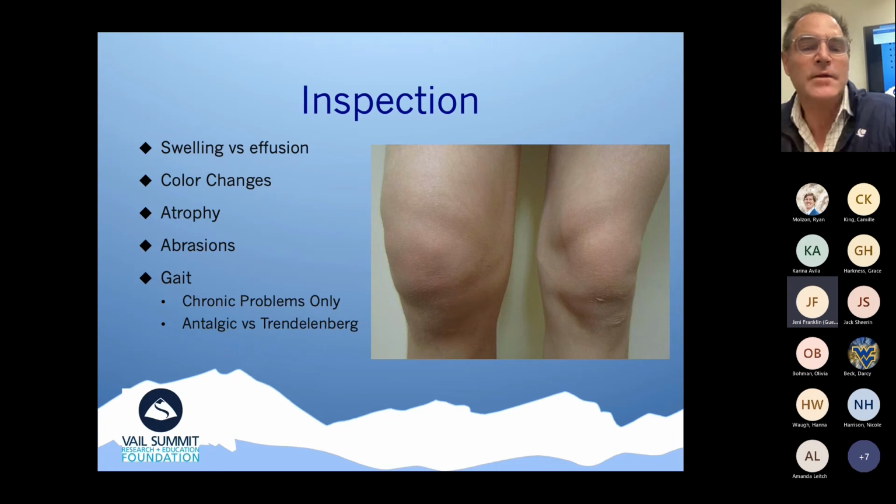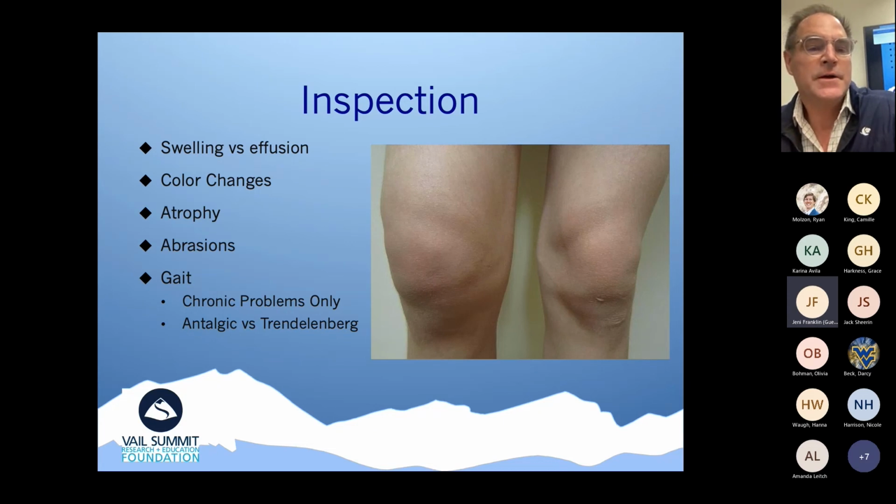Swelling, that whole knee could be swollen, and if you palpate it and it's just soft tissue but not inside the joint, then it's just a big swollen knee. If part of that is inside the joint, then it's swollen, but it has a large effusion. So understand that effusion is a subcategory of swelling. Swelling is very general. You want to note any color changes, right versus left. You want to note any atrophy of the muscle. You want to note any abrasions.